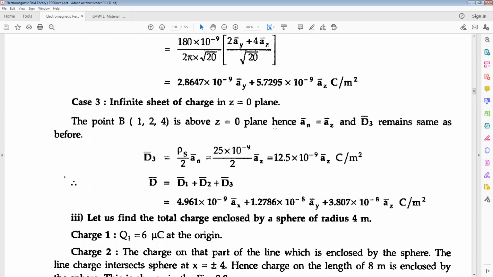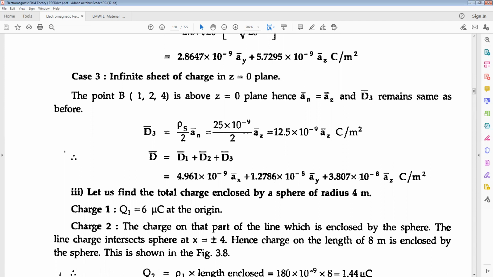Okay. And for an infinite sheet of charge, D3 is equal to rho S by 2 AN bar. That AN is AZ bar. Okay, and all you can add as a point charge, line charge, and surface charge. The first one has AX, AY, AZ, and the second one has AY and AZ, and the third one has only the AZ. Okay, all three have the AZ, and only the first one has the AX, and the remaining two have the AY. You can add all the terms, AX coefficient, AY coefficient, and we'll get the AZ coefficient also.